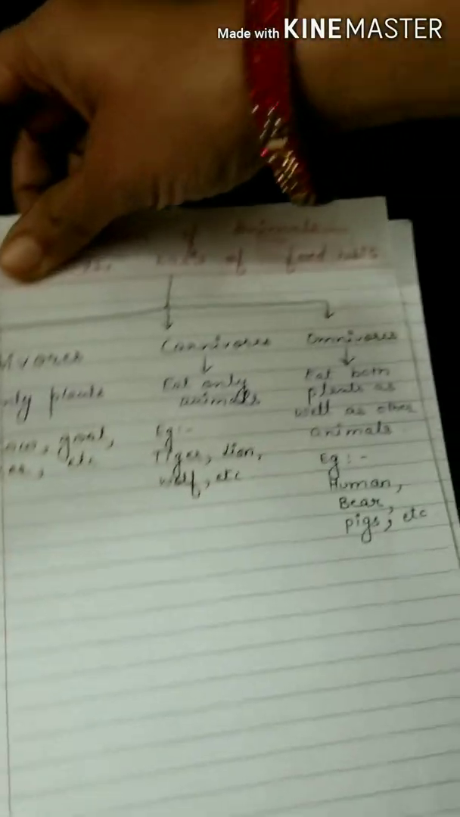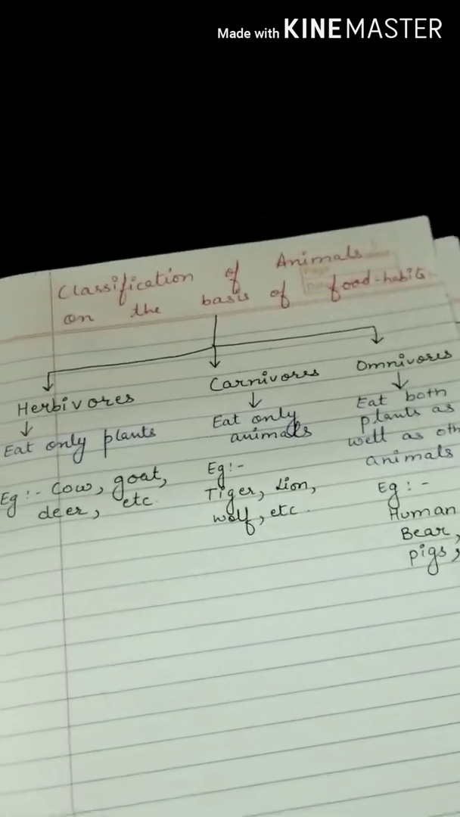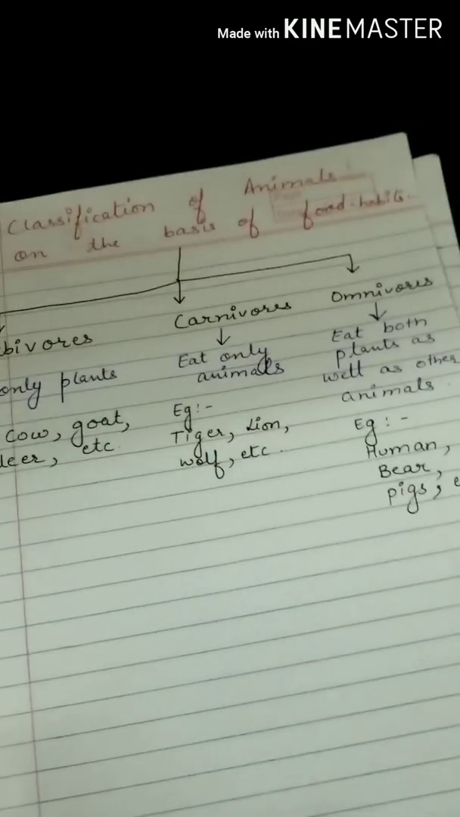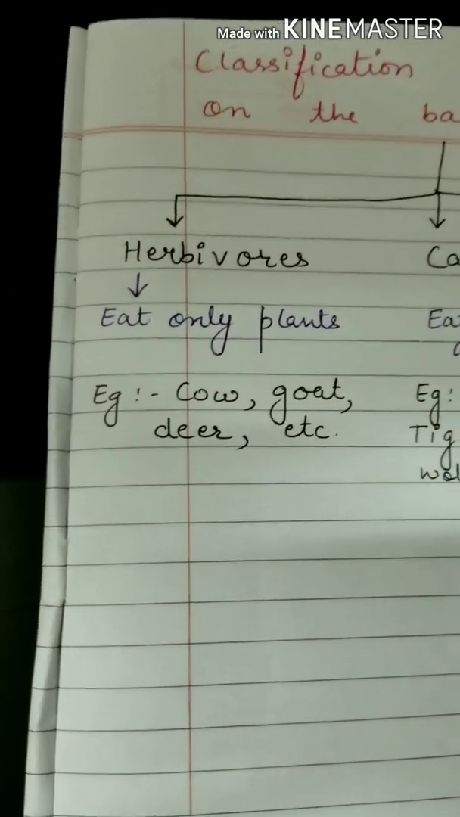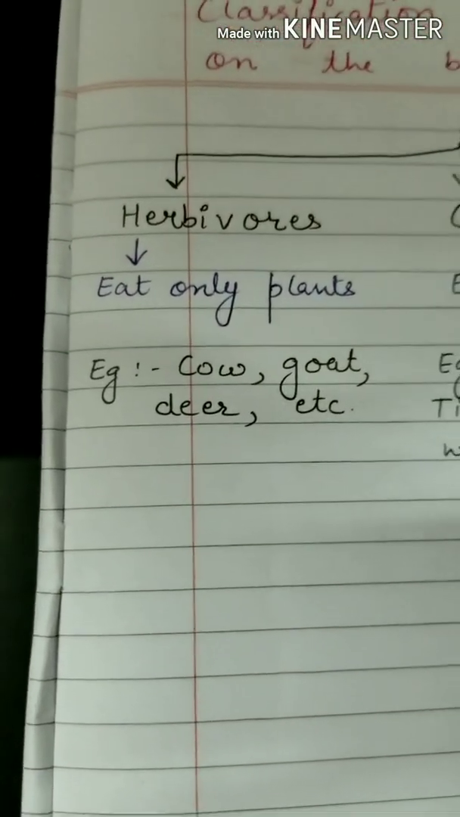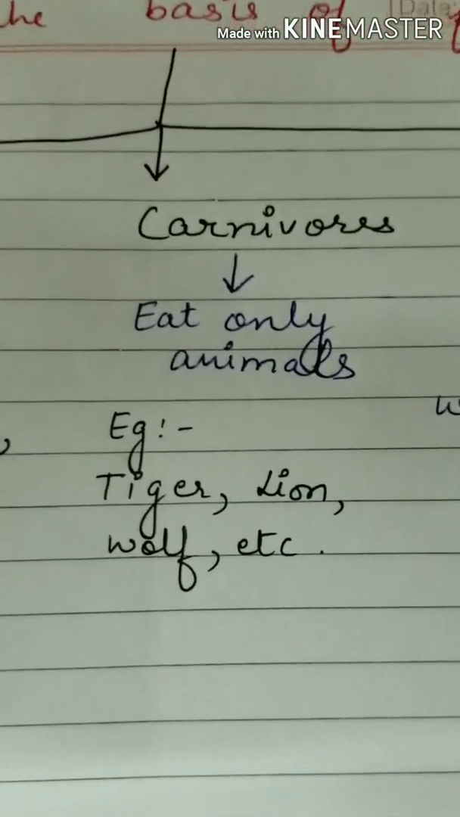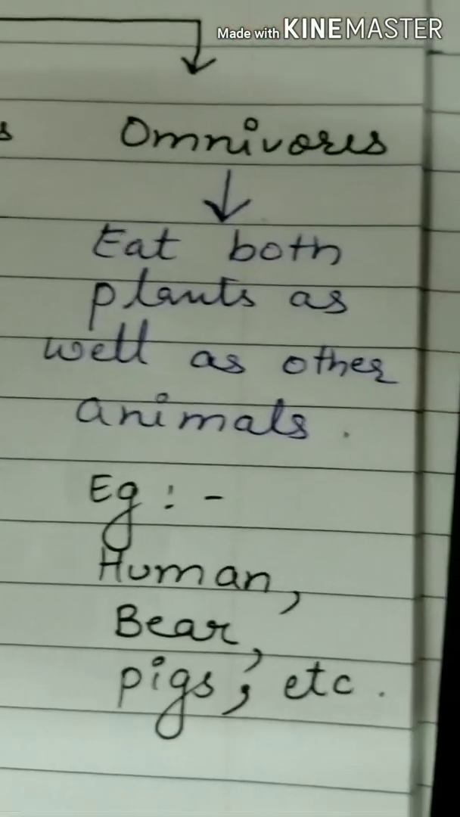Now our next topic is classification of animals on the basis of their food habits. Basically, we are having three types of animals. One are known as herbivores. Then the second are called carnivores. Then the third type is omnivores.